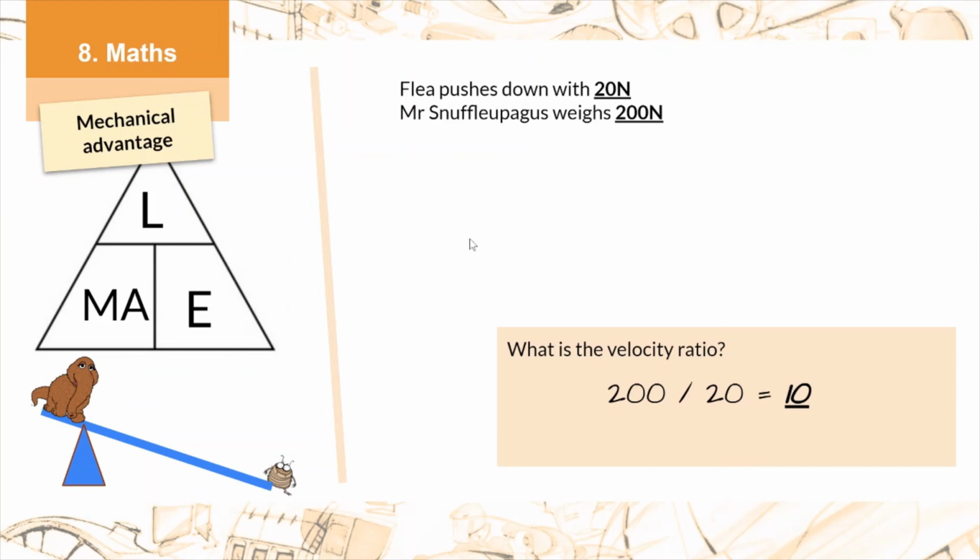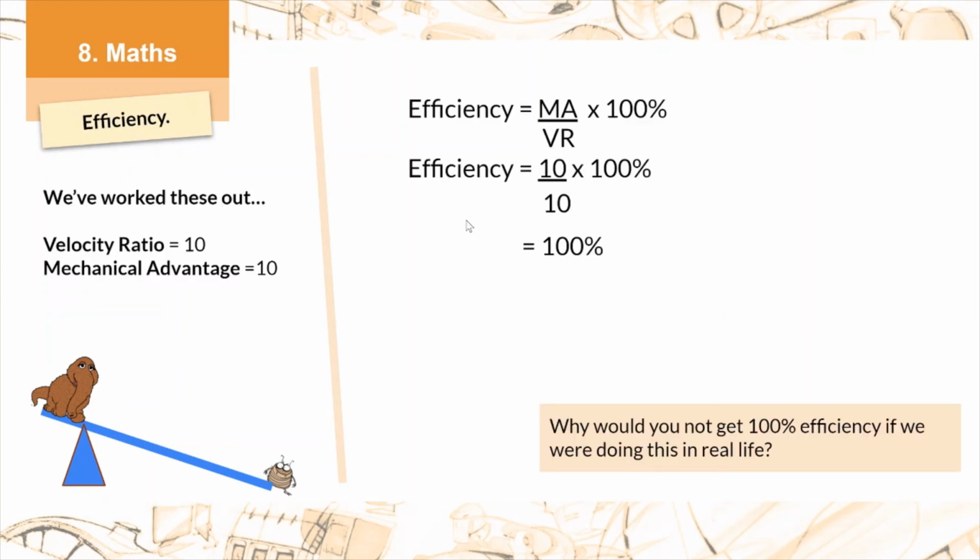So, next slide. Now, you might get asked to work out the efficiency of this. So how efficient is this? So efficiency equals mechanical advantage over velocity ratio, which we've worked out for this. We've done both, haven't we? So it was 10 and 10 times 100%, which gives you an answer that this mechanism is 100% efficient.